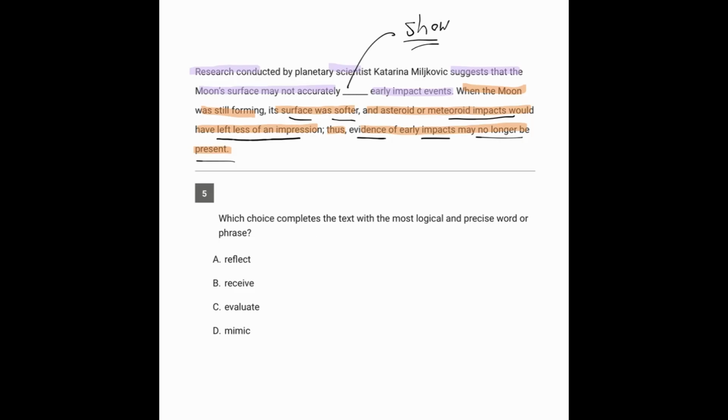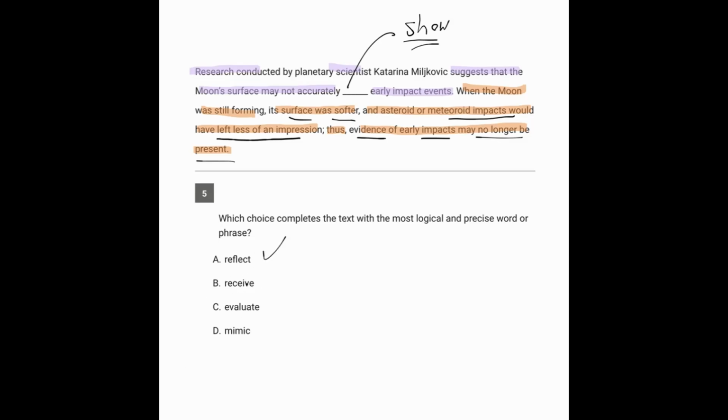So let's start looking at the answers. A says reflect. To reflect something is to show it. That's kind of a professional way of saying show. So for instance, the data doesn't reflect the dynamics involved. So I like that one.